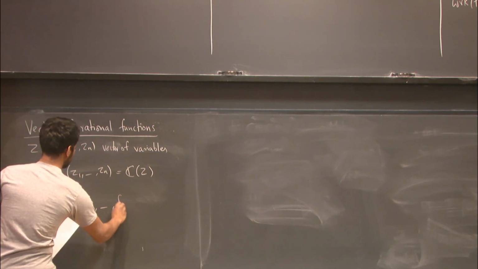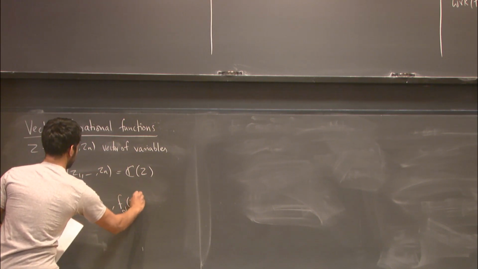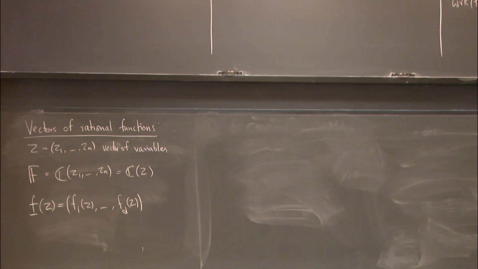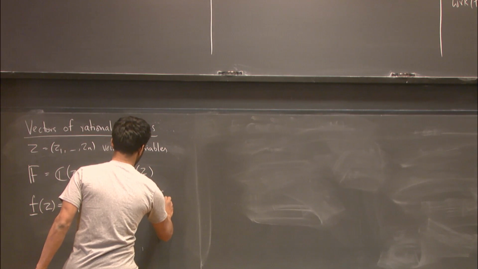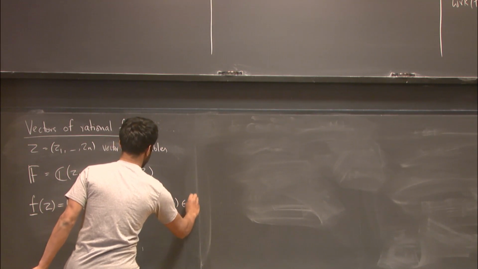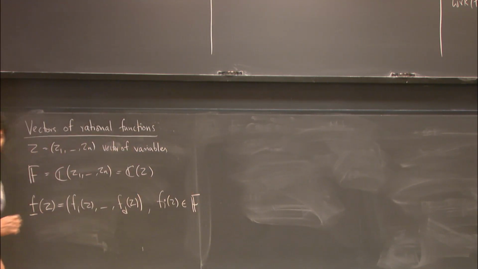Good. So now what I want to do is take a vector consisting of rational functions. Let's say my vector has d coordinates, right? So this is a vector of rational functions. Each f_i of z belongs to this function field. So you know what it looks like.